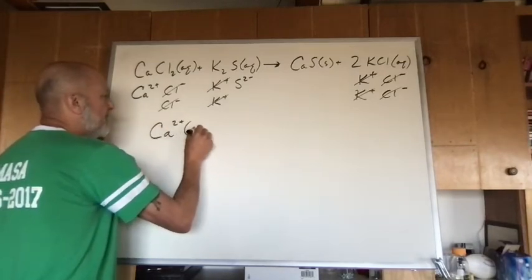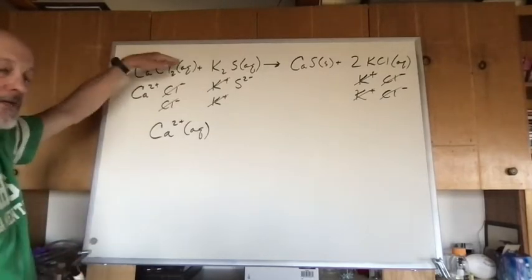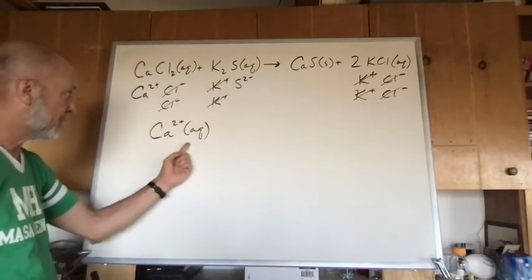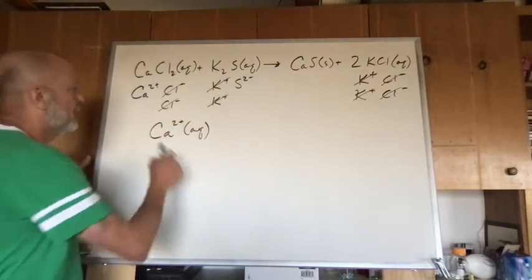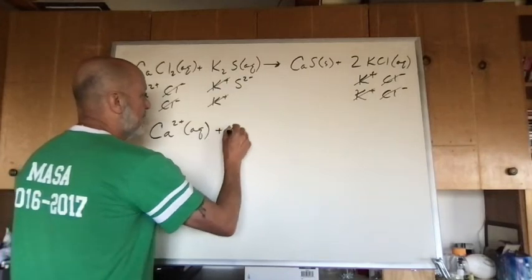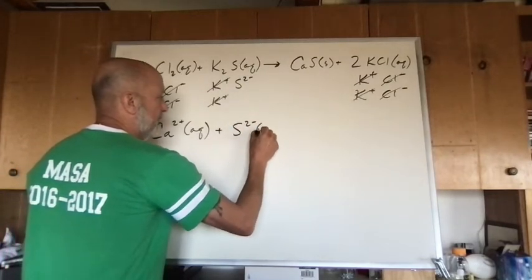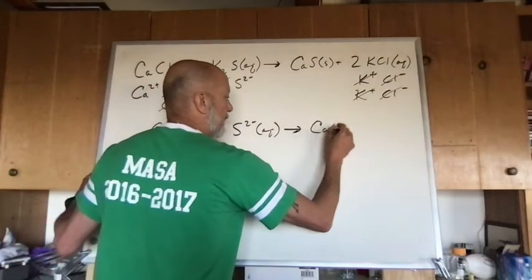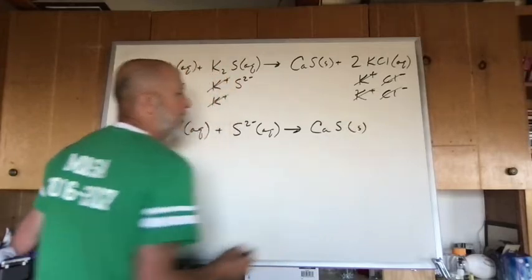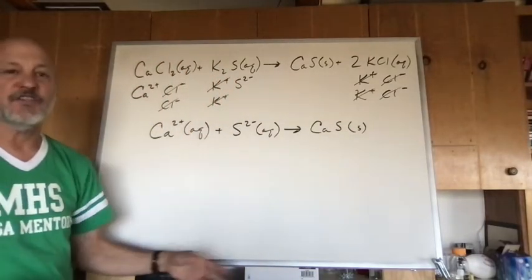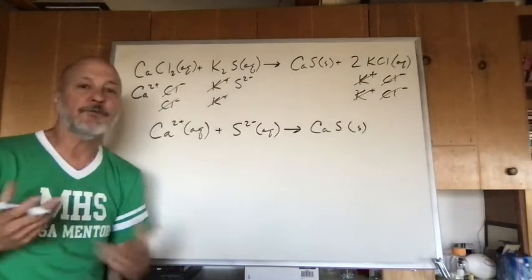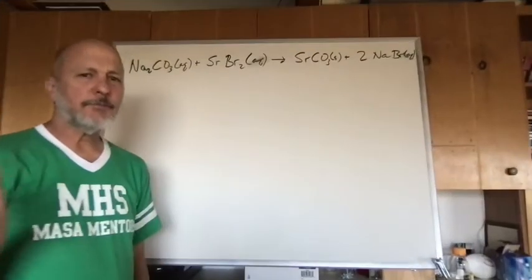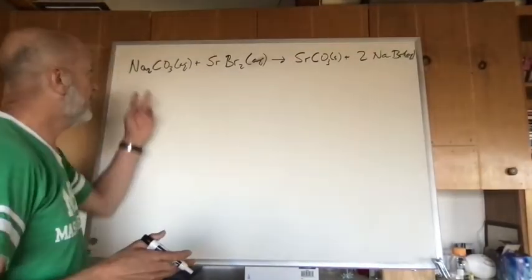Remember that when I'm showing ions by themselves now, so I'm not putting any charges up here, but now I'm showing just the calcium without the chlorine, I do need to show the charge, right, instead of just leaving it calcium. So calcium is 2 plus ion in solution, sulfur 2 minus in solution, and they combine to form calcium sulfide. And so we call that the net ionic equation, meaning what are the actual ions reacting, and we take out the spectators.